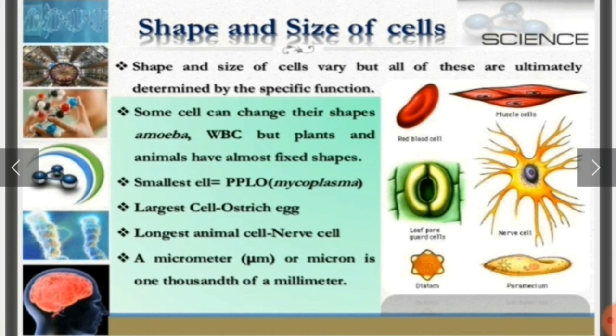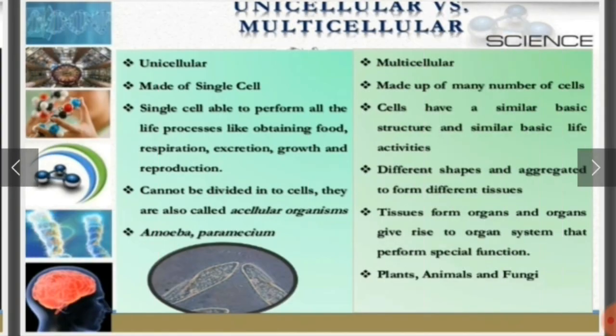A micrometer or micron is one thousandth of a millimeter. Okay, these four are the important points which you must remember, guys. The next one is the difference between the unicellular and the multicellular. You can have a look at this table column and refer yourself.